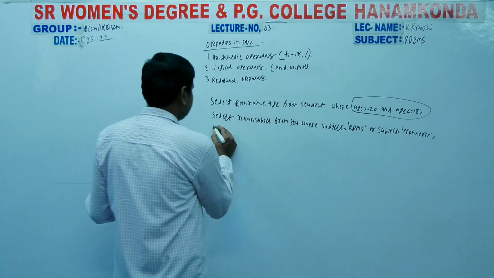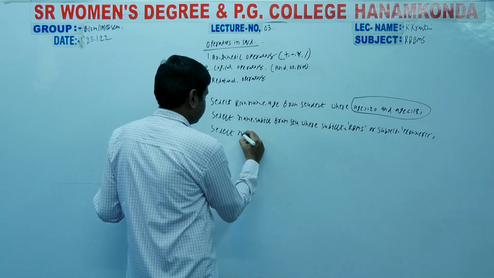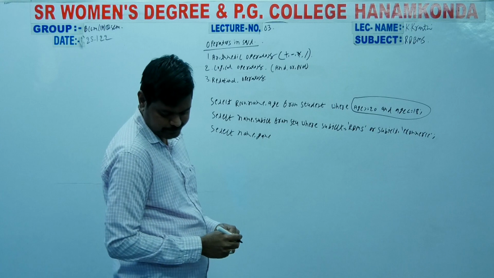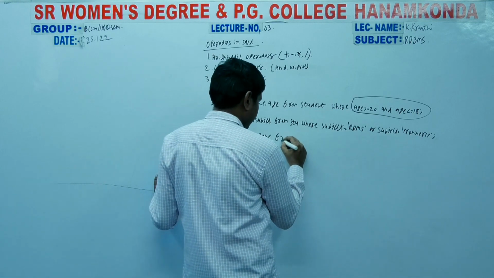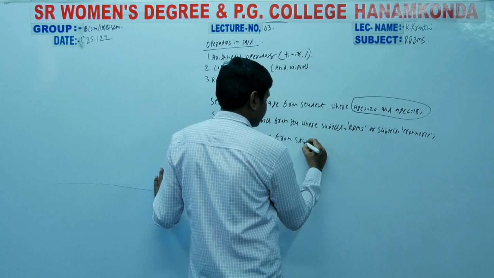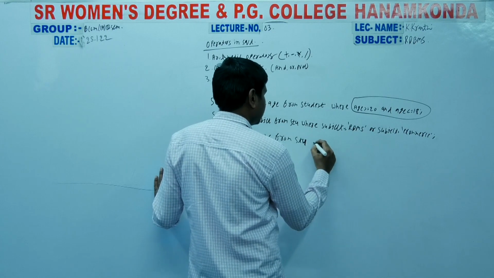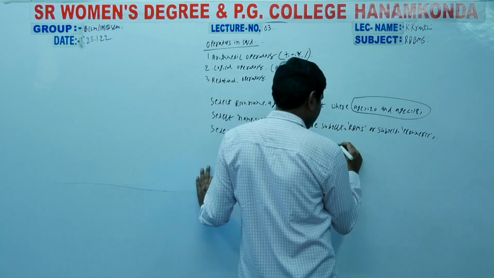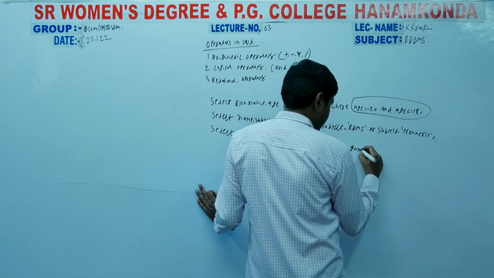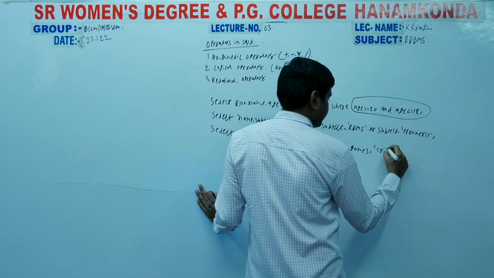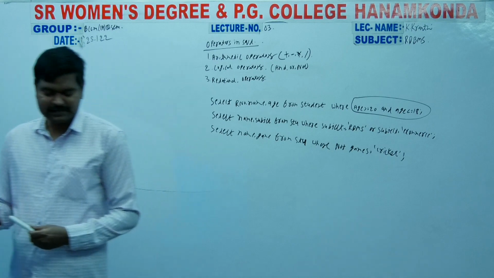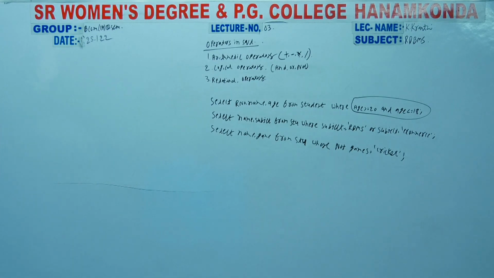So here: select name, game from student where not games equal to cricket. So this does not satisfy the condition. Based on that condition, it is going to display the data here.